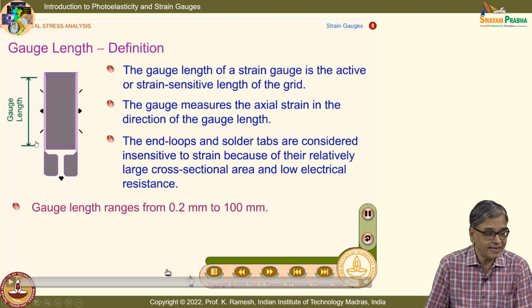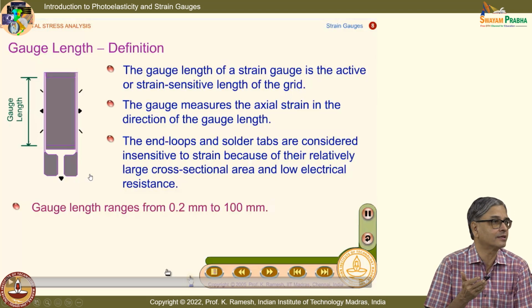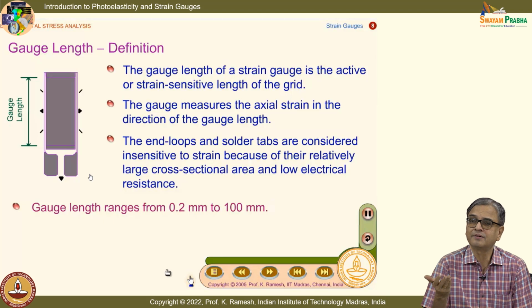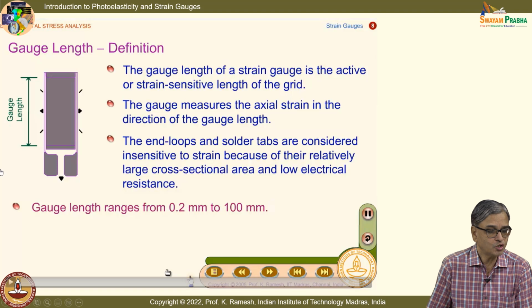It has a finite size, and you have a grid. And you have the end loops and solder tabs, which are considered insensitive mainly because I make them big. You know from your simple high school physics that when the area of cross section is larger and larger, the resistivity is small. Okay. So, you have a strain gauge where this element, we will also see in a short while how this is constructed.